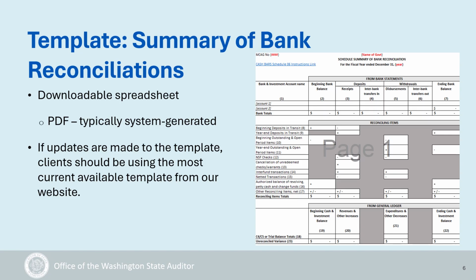While there is a Schedule 06 template linked in the Schedule 06 instructions, it can also be found on the BARS reporting templates page. The template is in Excel format and has built-in formulas. It is recommended to complete the schedule in the Excel template format. However, some governments export a PDF of the schedule from their accounting system and choose to attach that PDF to the related annual report. This is acceptable. The filing system does not have a format requirement for the Schedule 06.